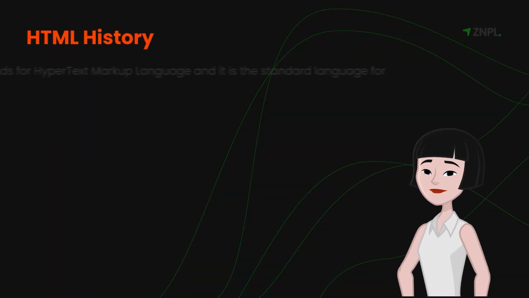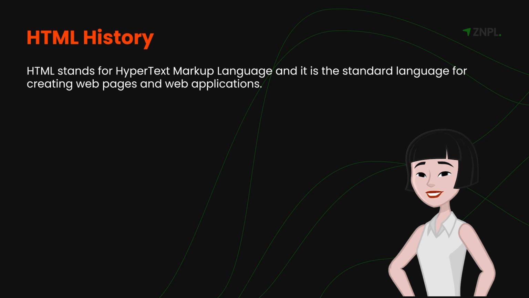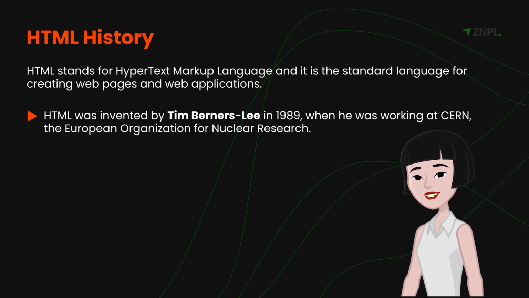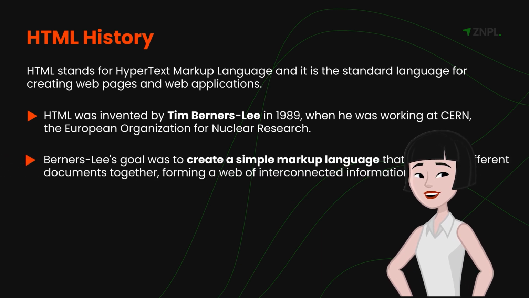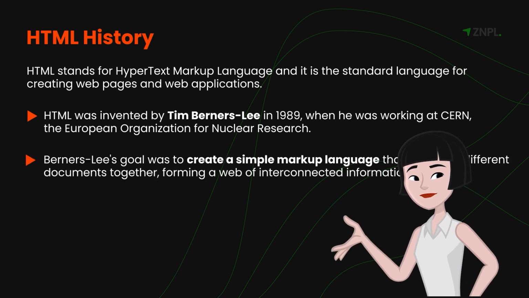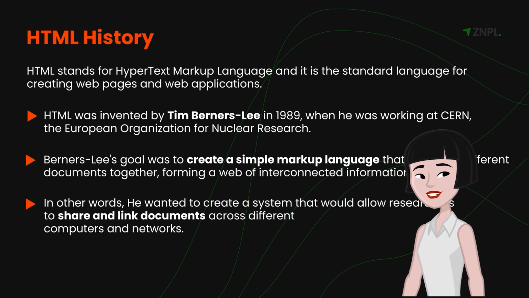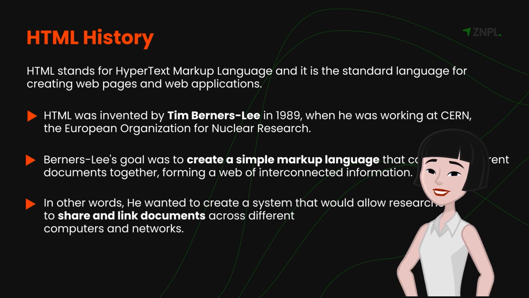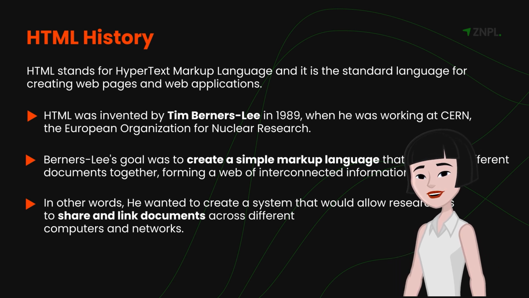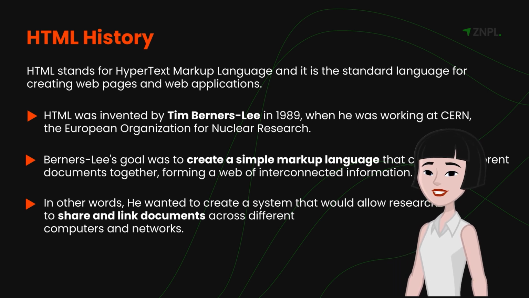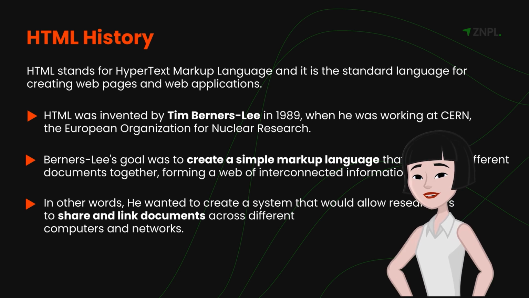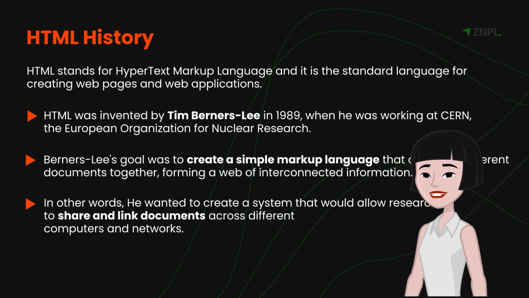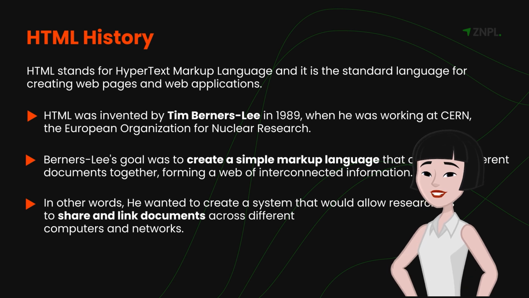HTML history. HTML stands for HyperText Markup Language, and it is the standard language for creating web pages and web applications. HTML was invented by Tim Berners-Lee in 1989 when he was working at CERN, the European Organization for Nuclear Research. Berners-Lee's goal was to create a simple markup language that could link different documents together, forming a web of interconnected information. In other words, he wanted to create a system that would allow researchers to share and link documents across different computers and networks.